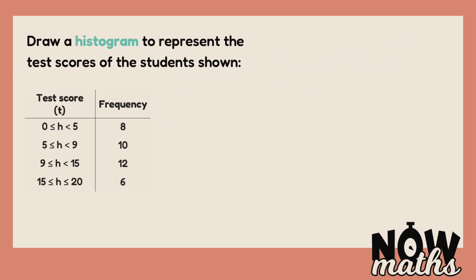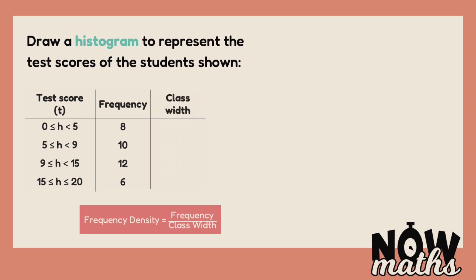So, in this example, we're asked to draw a histogram to represent the test scores in the table. To draw a histogram, we need to work out the frequency density of each interval. Frequency density is calculated by dividing frequency by class width. We have all the frequencies in our table, but we will need to work out the class width. Class width is the difference between the upper and lower limits of each interval.